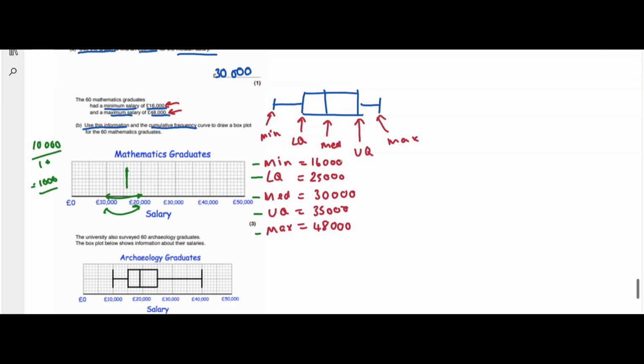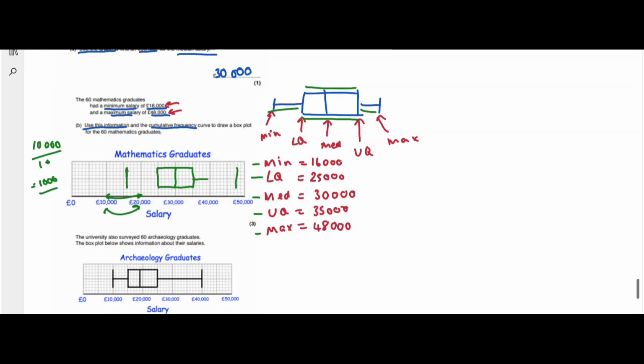My lower quartile is 25,000, so that's going to be here, 6 squares long, but again, use a ruler and a pencil. My median is 30,000, so that's going to be here, 6 squares long. My upper quartile is 35,000, so that's going to be here, and then my maximum is 48,000, so that is going to go here. Notice you join the box in the middle, but you do not put a line through the box. So I'm just going to join the middle three lines up first, like this, and then you do these lines on the end.